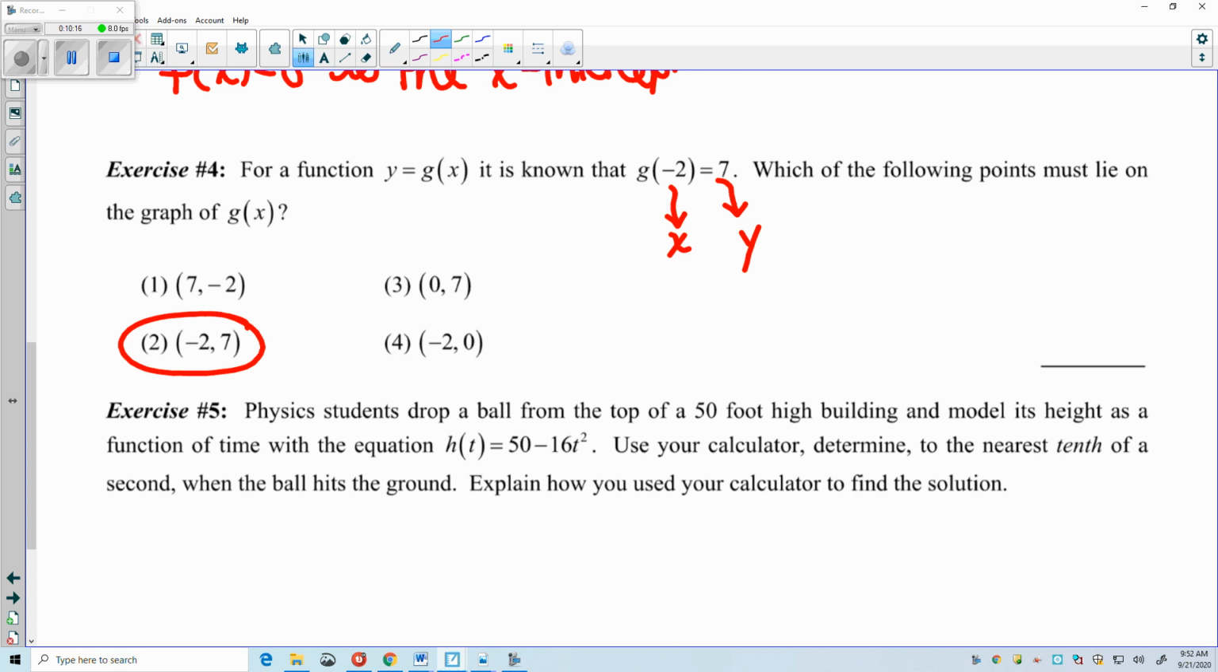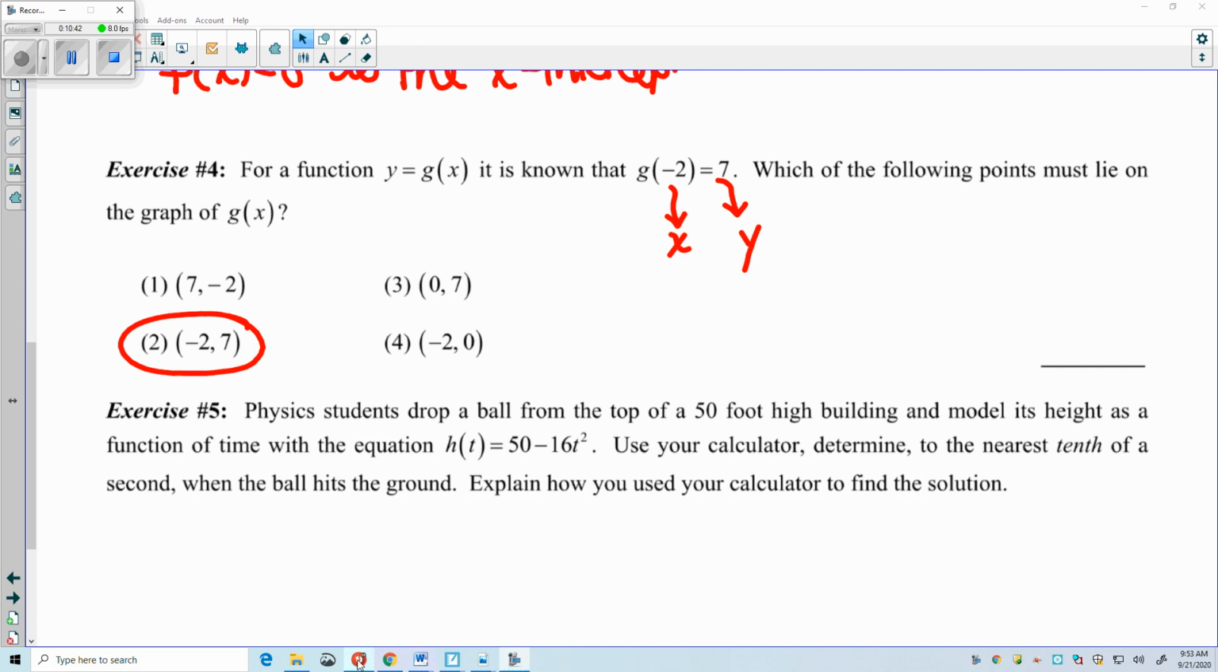Okay, and this last one, we are going to use our calculator, and we are going to take a look at this. So we have physics students drop a ball from a top of a 50-foot high building and model its height as a function of time with this equation. It says use your calculator to determine to the nearest tenth of a second when the ball hits the ground. And we're going to explain how we used our calculator to find the solution.